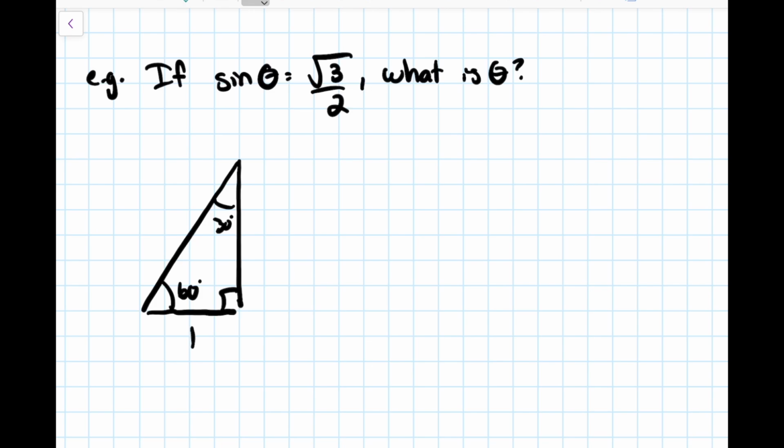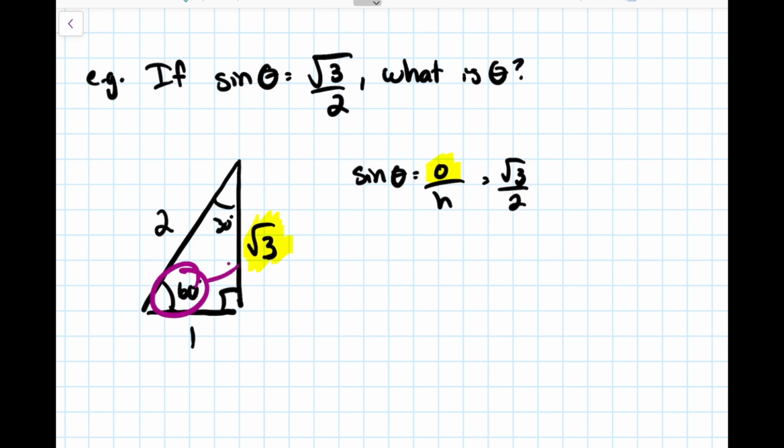So the 1 is here, the 2 is on the hypotenuse, the root 3 is there. And so now we've got to think, well, sine, remember, is opposite over hypotenuse, right? So in this case, I want my opposite to be root 3. And I want my hypotenuse to be 2. Well, that one's a given. The hypotenuse is automatically 2. But I want my opposite to be this root 3 here. And so the angle that has an opposite of root 3 and a hypotenuse of 2 is 60. So that tells me that theta is 60 degrees.